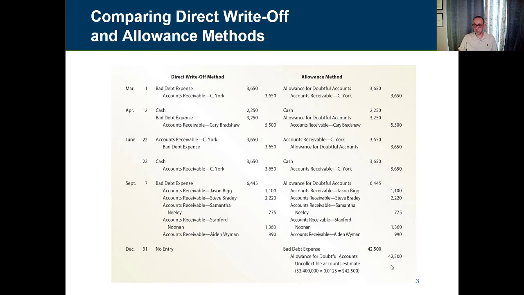So this is just an example that shows you side by side the direct write-off method, which is, by the way, not acceptable by GAAP unless you're a very small company and you don't have a lot of accounts receivable. And on the right hand side, we have the allowance method that shows the method that is applied or acceptable by the generally accepted accounting principles.